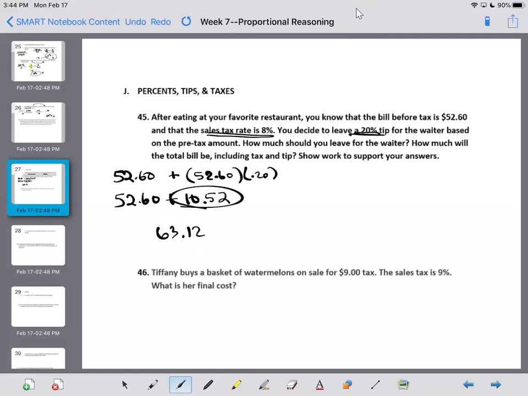Okay, well, so far we have the bill with the tip. If I want a tax rate of 8%, then one way to do this is to take the $63.12 and take 8% of it. So I would take $63.12, multiply it by 8 hundredths, and I get about $5.05 roughly.